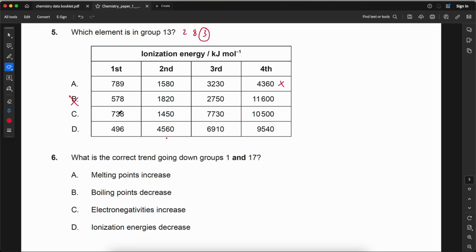Let's go to C. C has a high jump from the second ionization energy to the third ionization energy. Therefore, only 2 electrons are easier to remove. And then for D, as you can see, there is not much high jump between first, second, third, and fourth. So the answer is B.